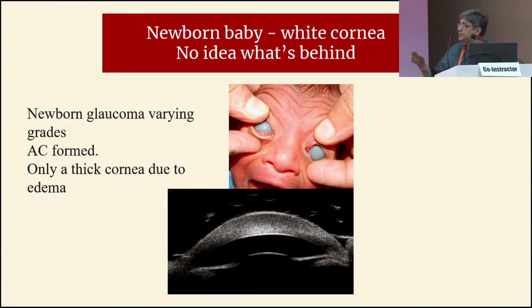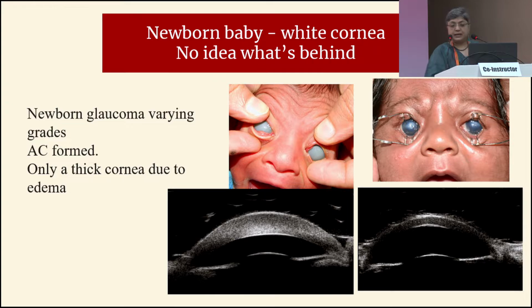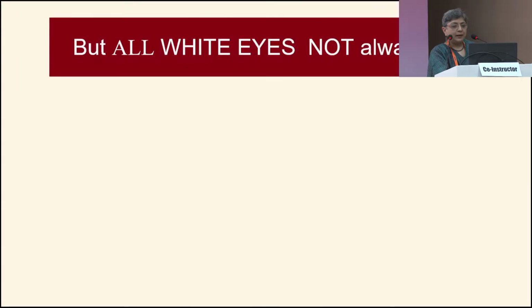Now, this baby, for instance, it makes me a little okay about operating this neonate, because the only thing that is there is a really thick cornea, and probably with a combined trab with trab, he's going to be all right. And post-surgery, as the child grows, most of the cornea has cleared except a central bit which is scarred, which you can probably get away with just doing an optical iridectomy, and you can see how the cornea has reduced and the thickness has reduced once the pressures have come down. But all white corneas are not always primary congenital glaucoma.